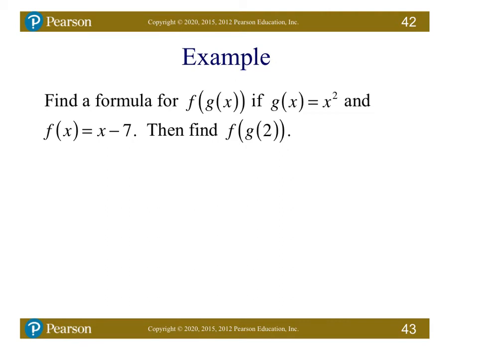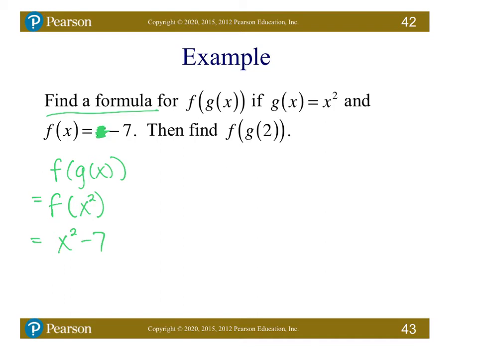So first we want to find a formula. So we want f of g of x. That's going to be f of g of x is x minus, g of x is x squared. So then I want to go to my f of x equation, take out x, and replace it with x squared. So that would be x squared minus 7. So that is the formula for f of g of x.